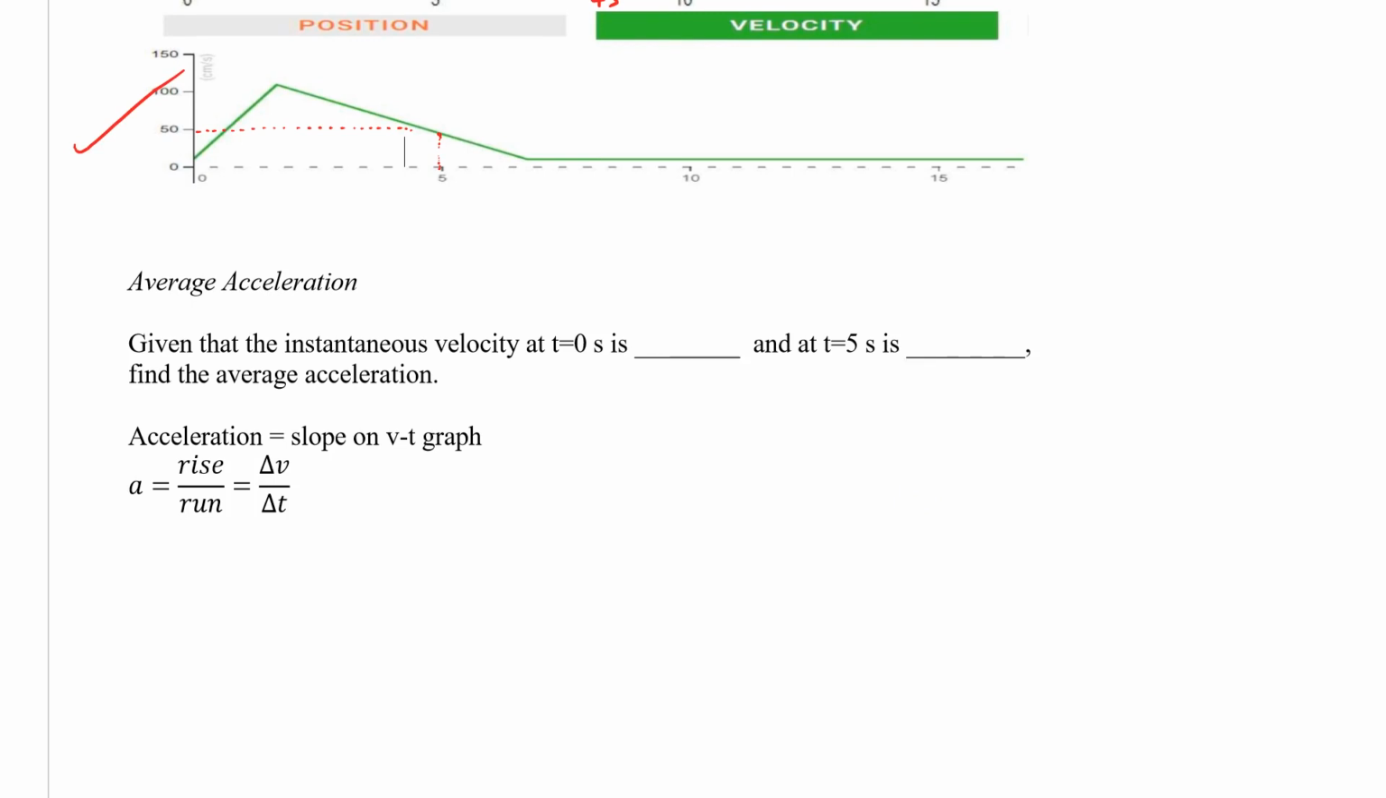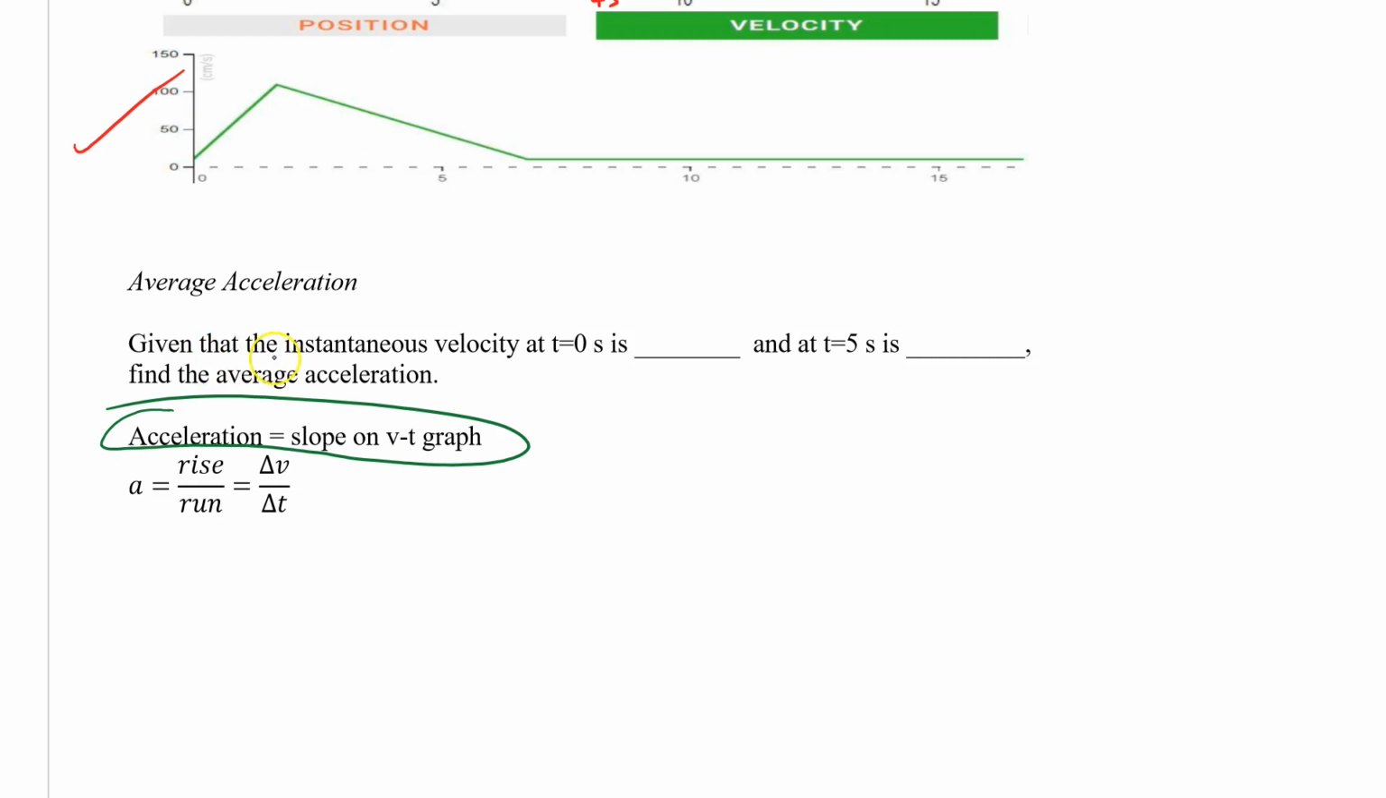The next topic here is average acceleration. Just a reminder, our definition of acceleration was the slope on a VT graph. So the rise over run on the VT graph, instead of being the change in position now, is going to be the change in velocity.